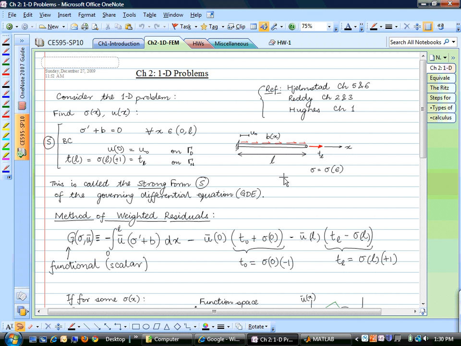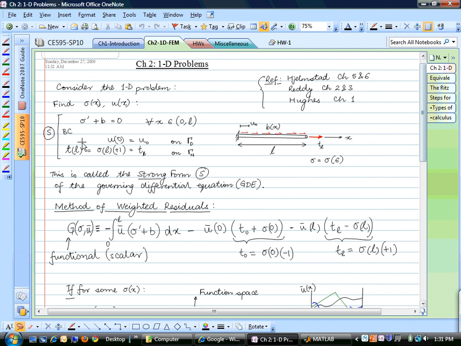Even though we know that this one-dimensional problem can be solved exactly by using direct integration or some other methods for differential equations, even then we are going to try to solve it in a different way that will help us understand how two-dimensional and three-dimensional finite elements work. So we said that this is the strong form of the equations.